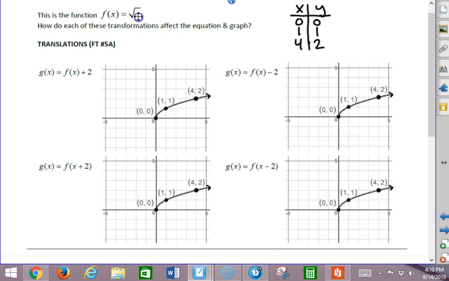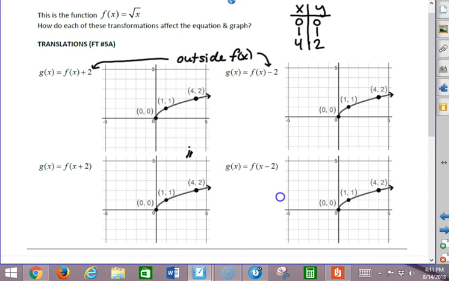Now I'm going to do some things to the function. The first two things I am going to do to the function happen outside the function. So when we do something outside the function, like adding 2 outside the function, or subtracting 2 outside the function, how does that affect the graph differently than if we add 2 or subtract 2 inside the function, which is what we do below?